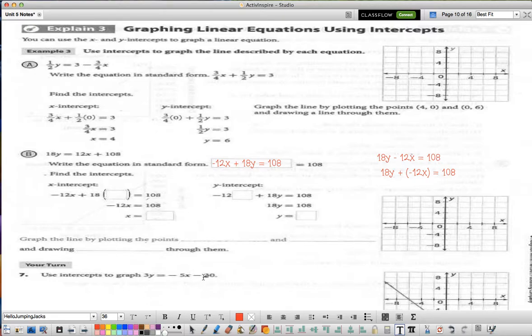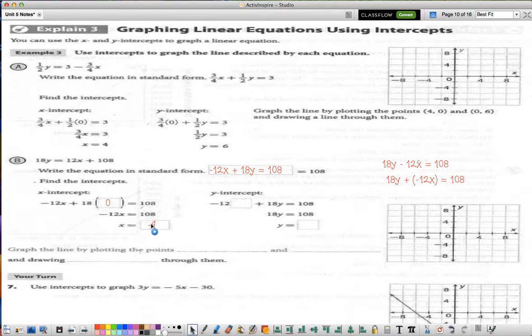So now I want to find the x-intercept. So I'm going to replace the y with 0. When I do that, I'm left with negative 12x is equal to 108. If I divide both sides by 108, I get negative 9. So my x-intercept is going to be negative 9, 0. So what I can do is plot that. Negative 9 all the way back here. So this is negative 2, negative 4, negative 6, negative 8. So negative 9 is right about here, about halfway.